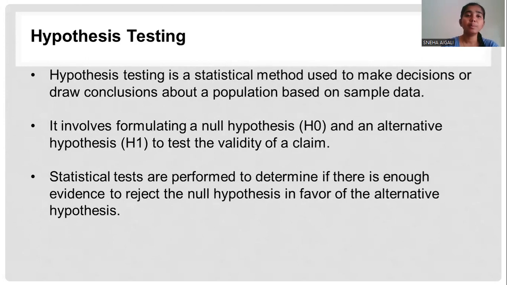Next up, we have hypothesis testing. So now what is hypothesis testing? It is a statistical method used to make decisions or draw conclusions about a population based on some sample data. It involves formulating a null hypothesis, that is H0, and an alternative hypothesis, that is H1, to test the validity of a claim. Next point is statistical tests are performed to determine if there is enough evidence to reject the null hypothesis in favor of the alternative hypothesis.